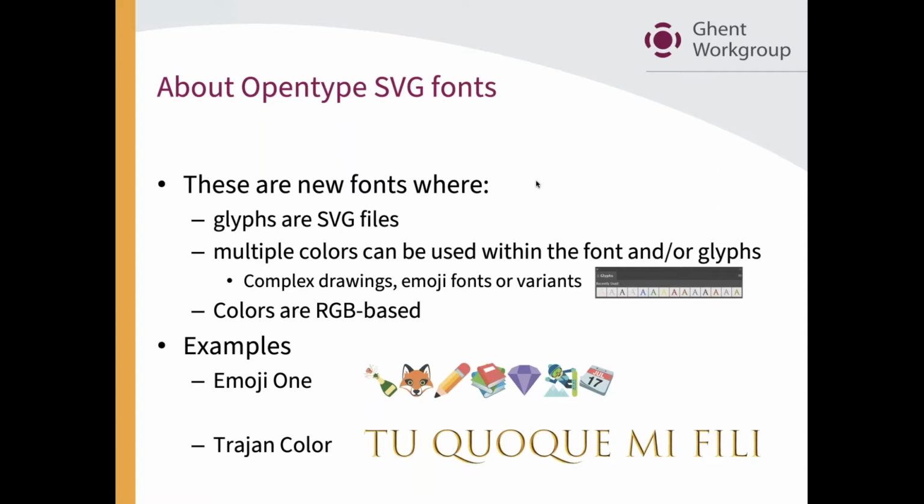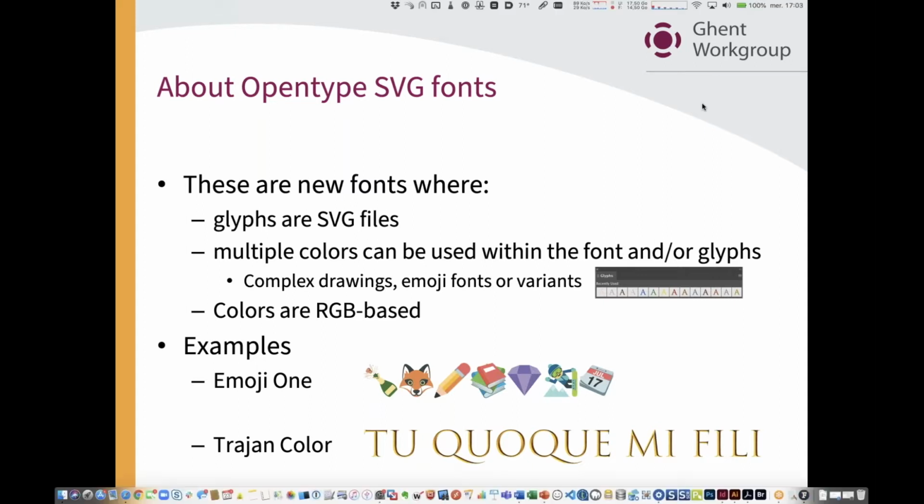So actually the glyphs that you have in an OpenType SVG font are SVG files. They've been developed to be more creative and go much further than what you can do with a simple, traditional font. That means that you can have multiple colors within the font, or even on a glyph, you can have more than one color. That offers you the possibility to have a complex drawing, emoji fonts, or variants.